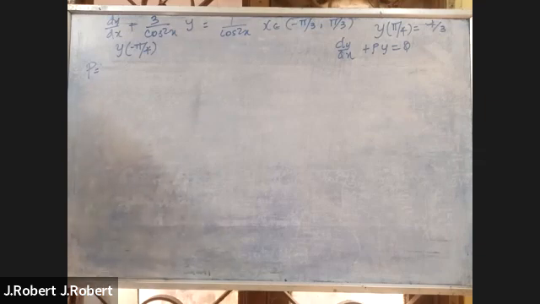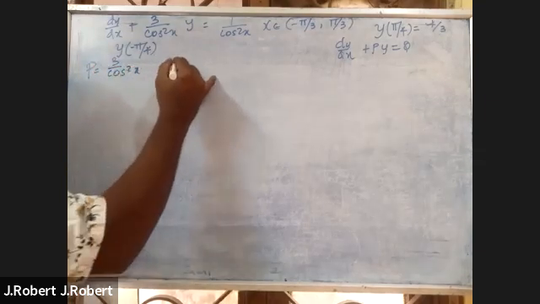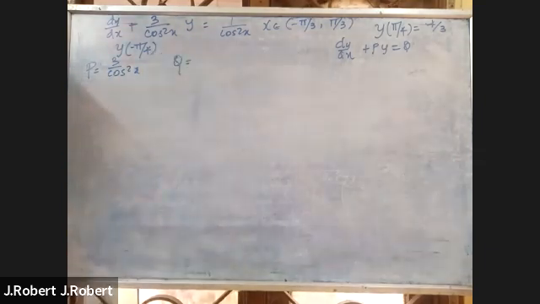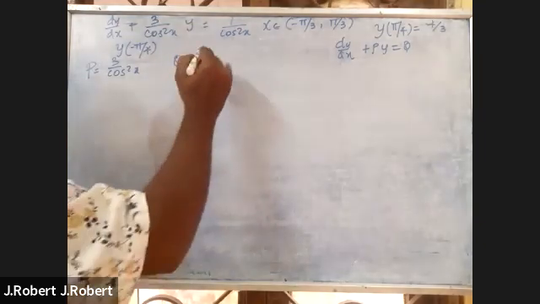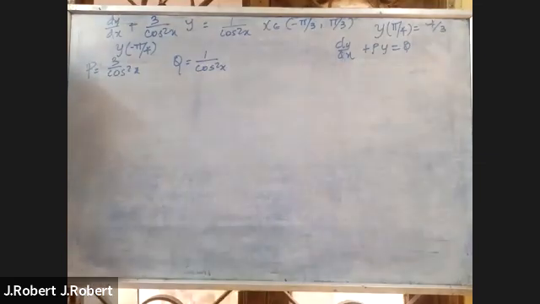3 by cos squared x, sir. Very good. 3 by cos squared x. And Logesh, what is q? Are you there? Srivardhani, what is q? Which is equal to 1 by cos squared x. Okay, 1 by cos squared x.